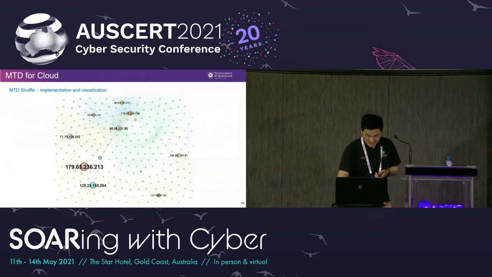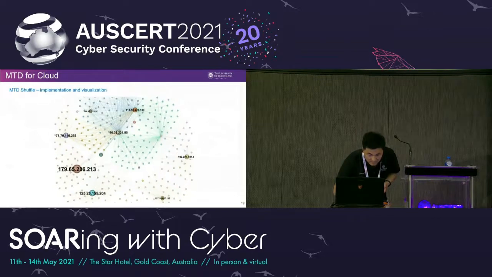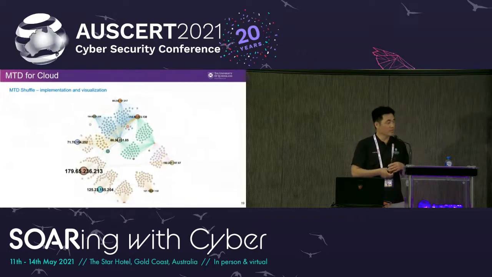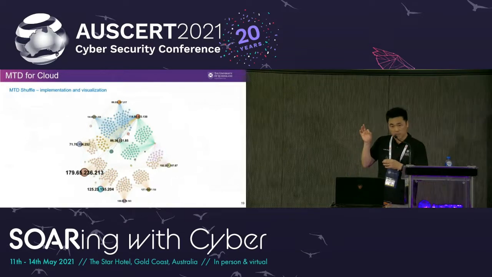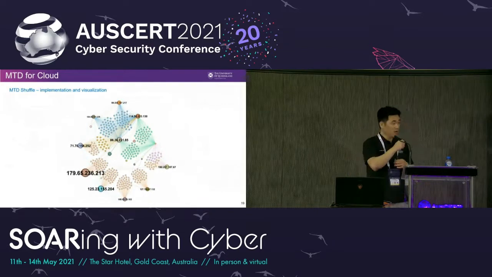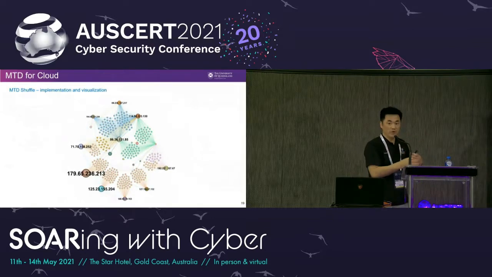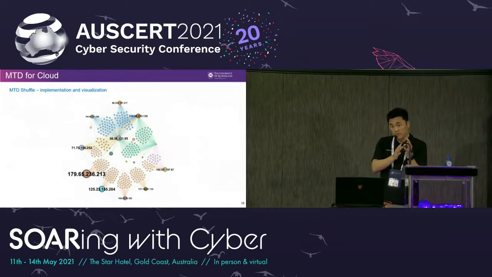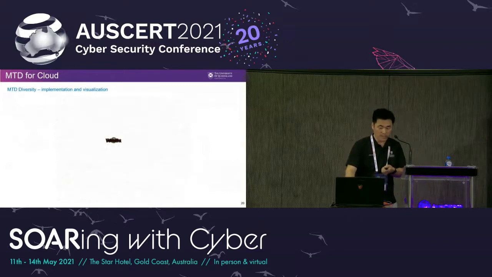Let me click that one. Yeah, it works. So this shows a shuffle. For the MTD, we use virtual machine migration as a shuffling technique. You can see that some of the nodes, the virtual machines, are moving from one logical host to the other. So we can change the configuration of cloud computing so that it's not static anymore. So a virtual machine in the cloud virtualized environment can move from one host to another, on a regular basis or event-based. That's the first demo.